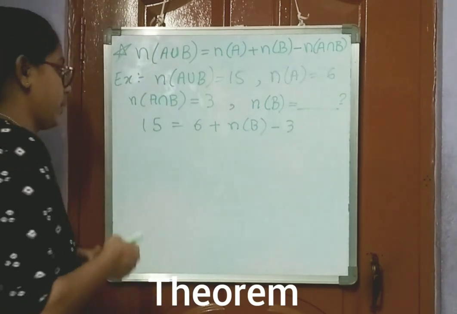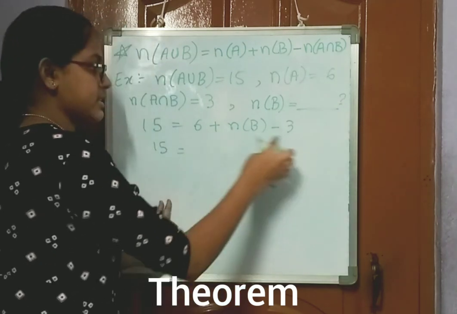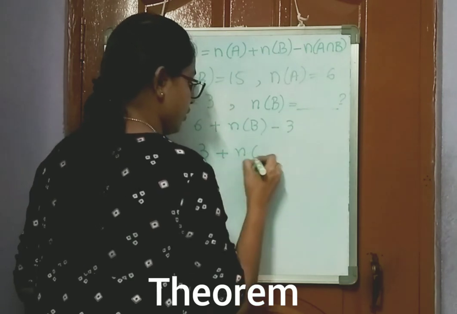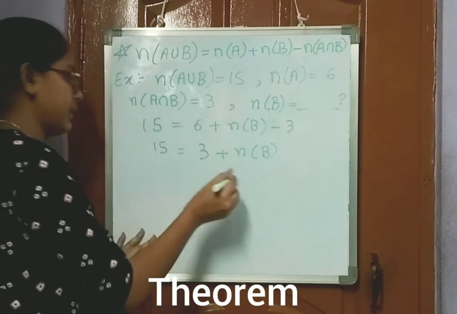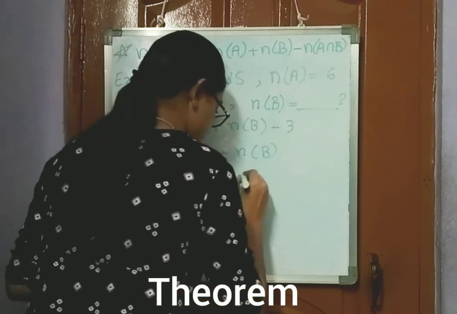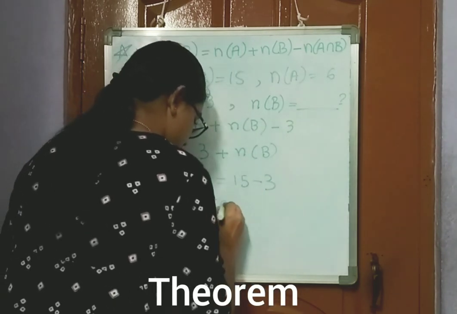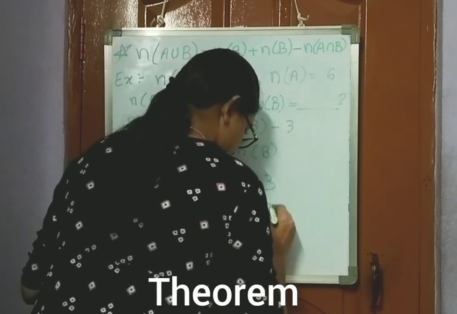So let's do the problem. That is 15 equals 6 minus 3, that will be 3, plus n of B. So n of B will be 15 minus 3, that is, n of B equals 15 minus 3. So n of B will be 12.